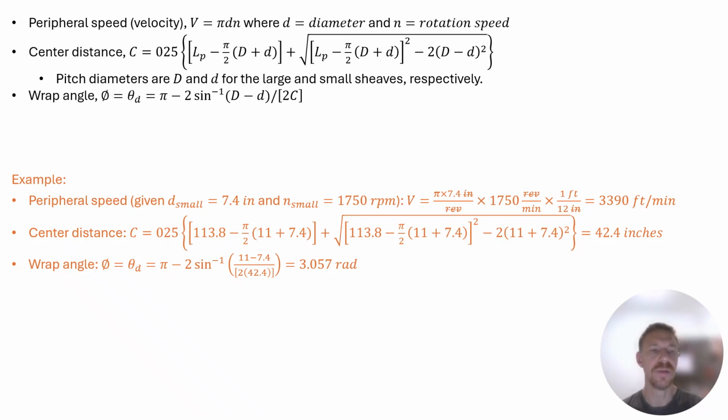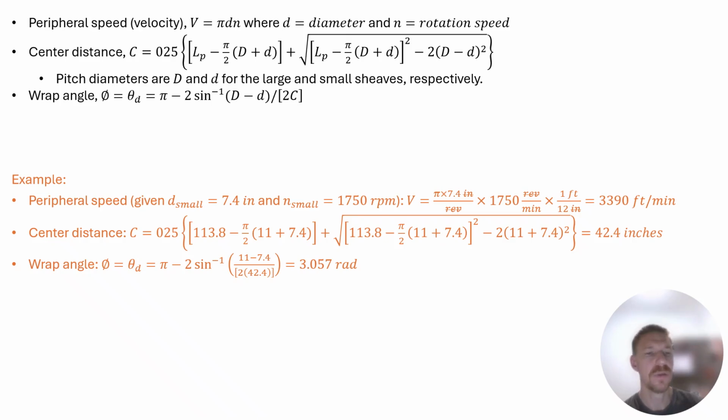or peripheral speed. Then for the center distance, we have the pitch length of the belt, 113.8, and we plug in the large and small sheave diameters, both in 3 places, and we get the value 42.4 inches for the center distance.